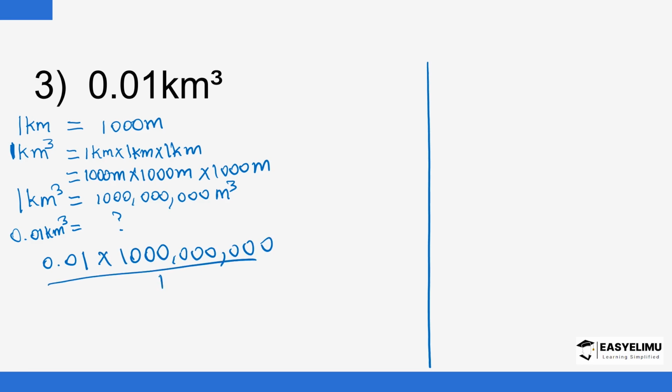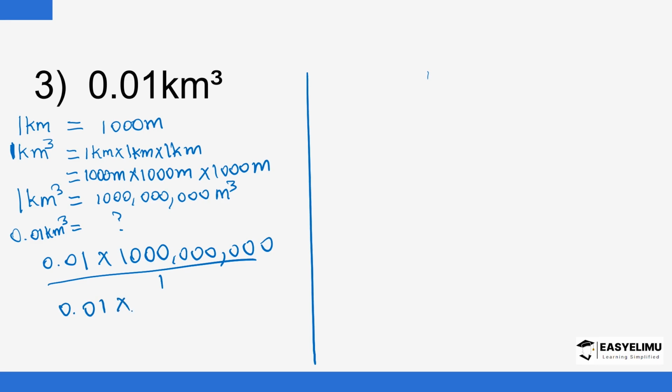Then you divide by 1. So division by 1 doesn't make any difference. You can as well ignore it. See? So dividing by 1 doesn't make any difference. So I'll use 0.01 and multiply by just 1 billion only.